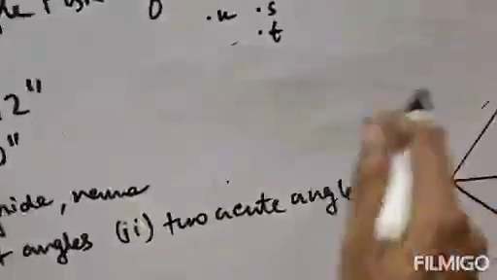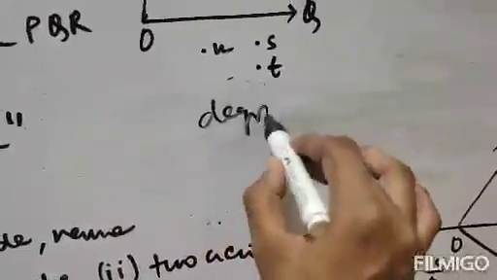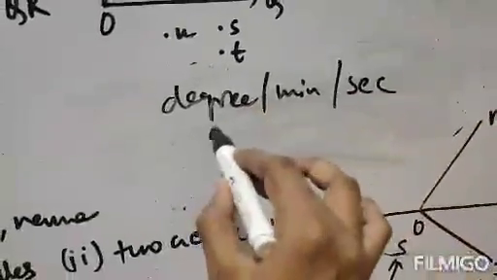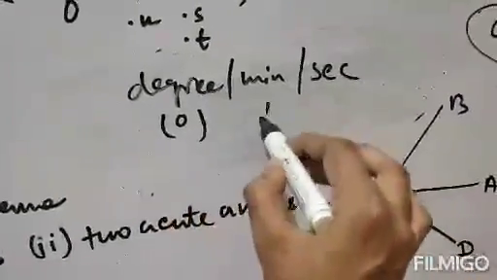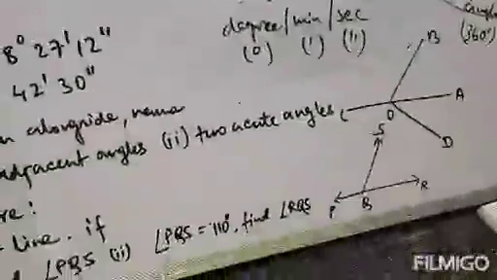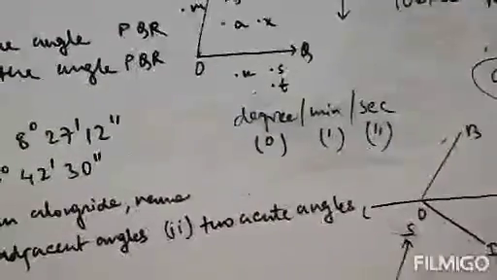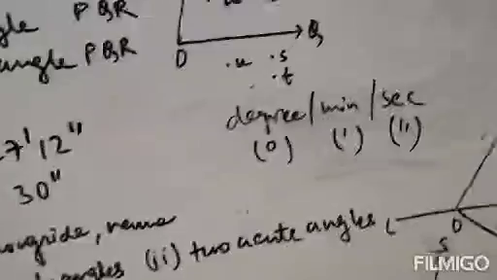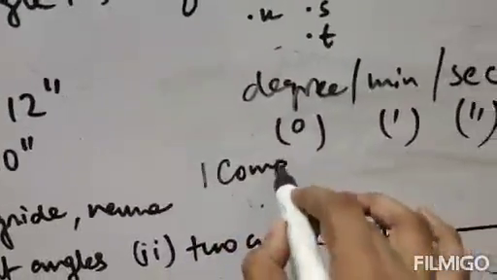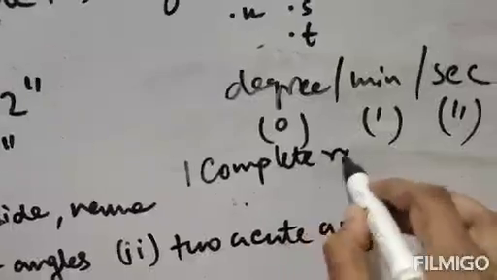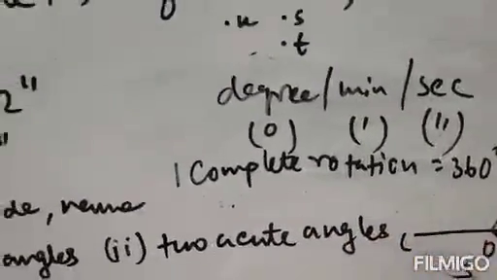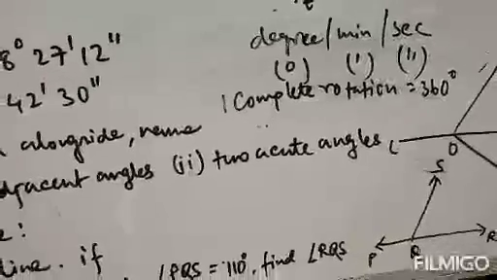Now talking about degree, what is the relation between degree, minute and second? Here degree is denoted by this sign, minute by this sign, second by this sign. Now one complete rotation, always remember, one complete rotation means 360 degrees.